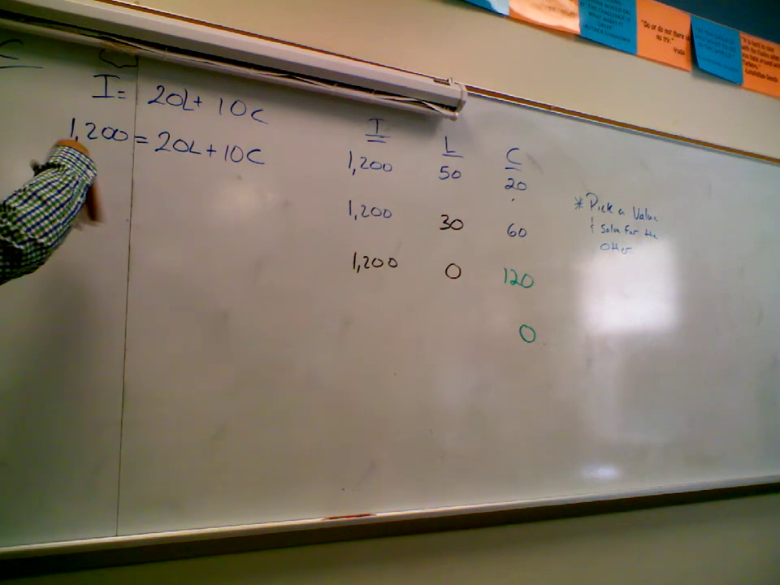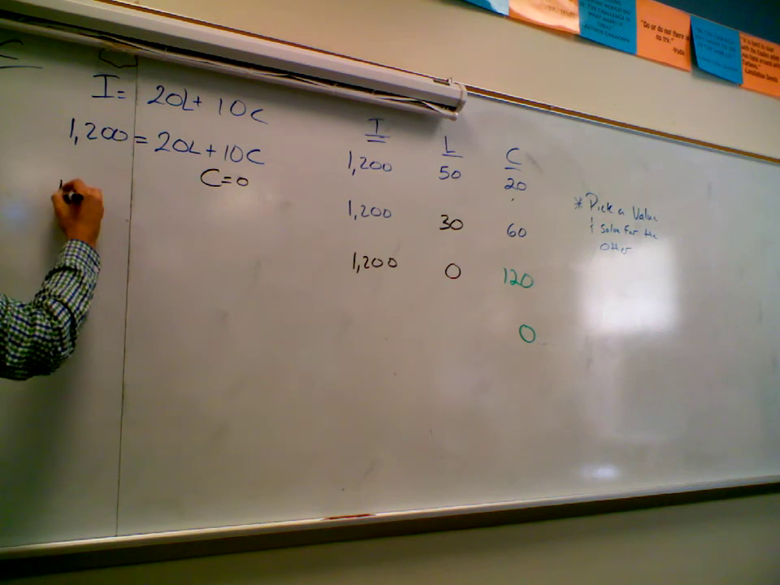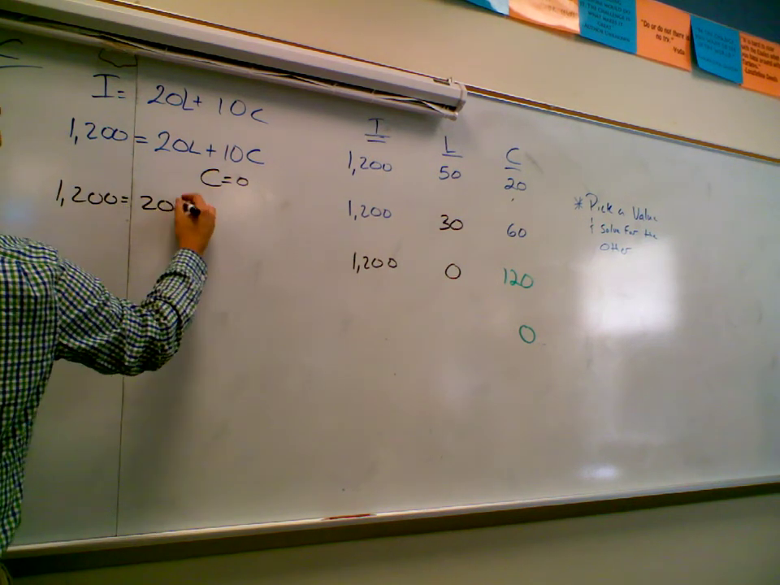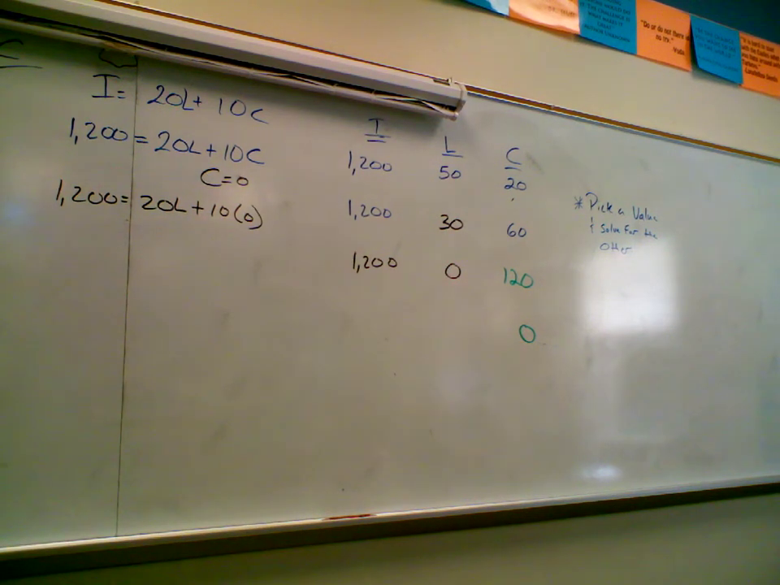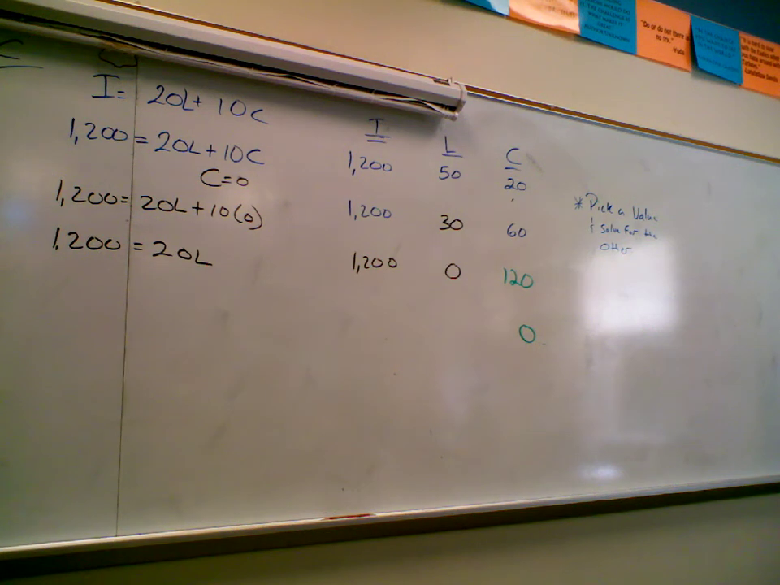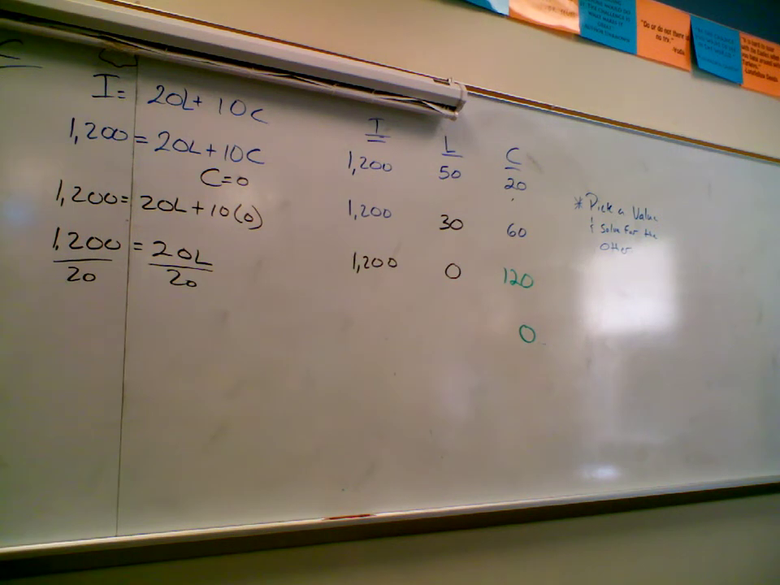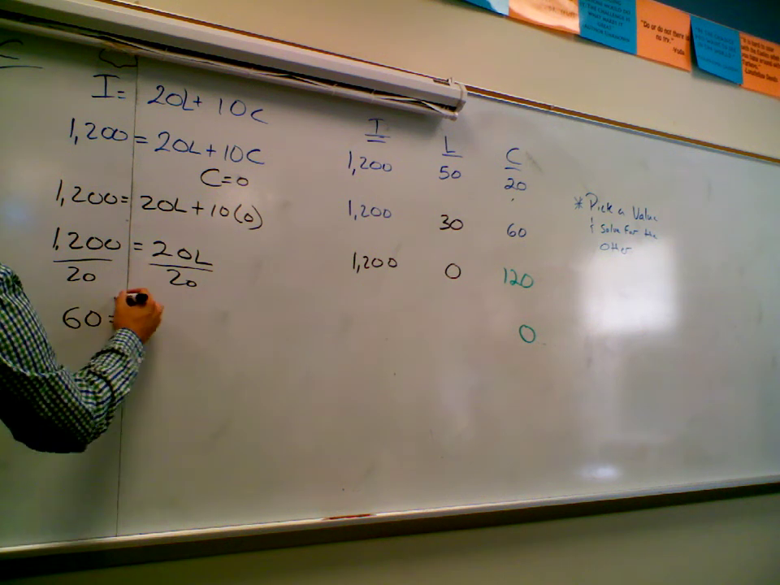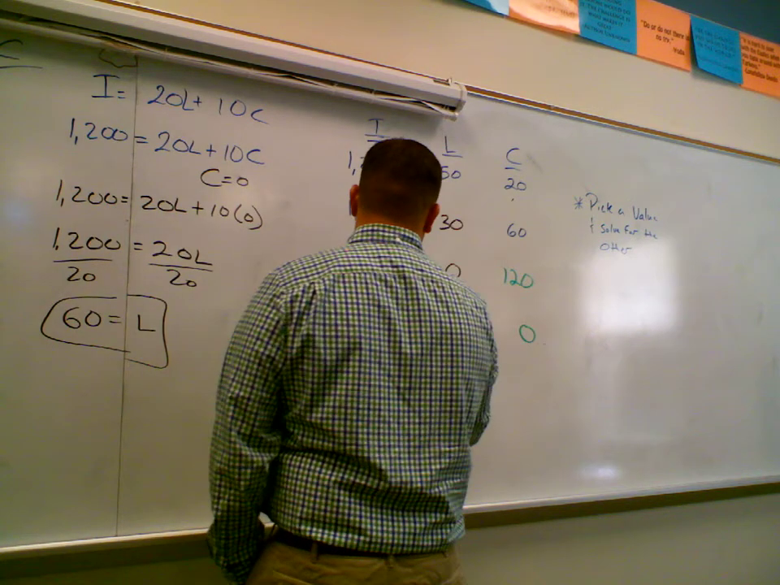Alright, so which variable we know, L or C? C is 0. So 1200 equals 20L plus 10 times 0. Right? 1200 equals 20L. Perfect. Divide by 20. Good. 60? So that means he has to mow 60 lawns to make his $1,200 goal.